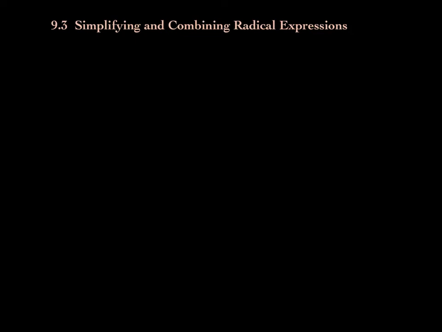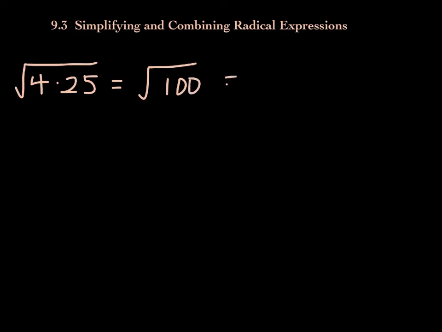Chapter 9, Section 3, Simplifying and Combining Radical Expressions. The first thing I'd like for you to consider is the square root of a product, something like this. The square root of 4 times 25. Now we know that this is the square root of 100, which is 10.